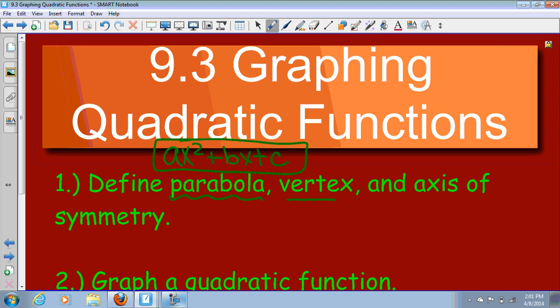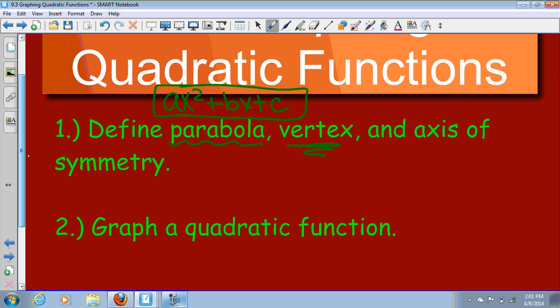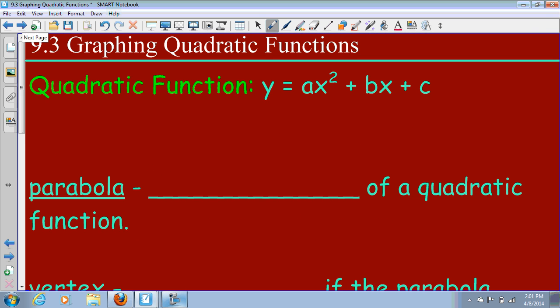We're going to talk about the vertex. We talked about that a little bit. It's the very tip of your parabola. We're going to talk about the axis of symmetry. We're going to graph quadratic functions.